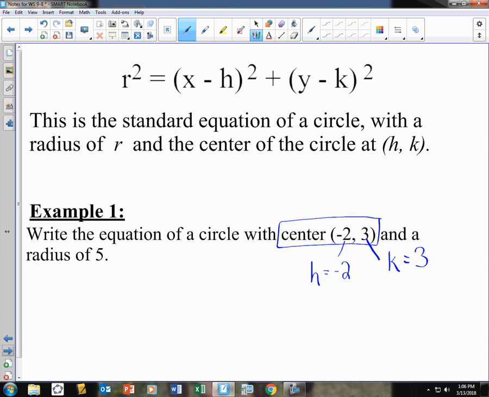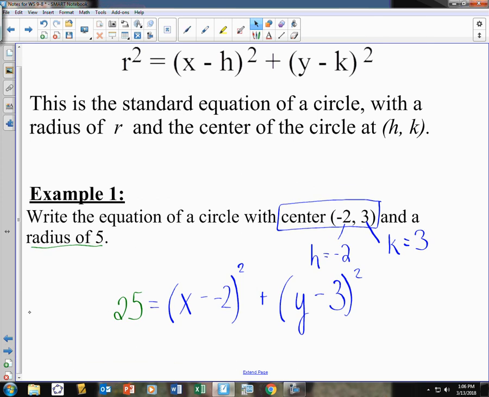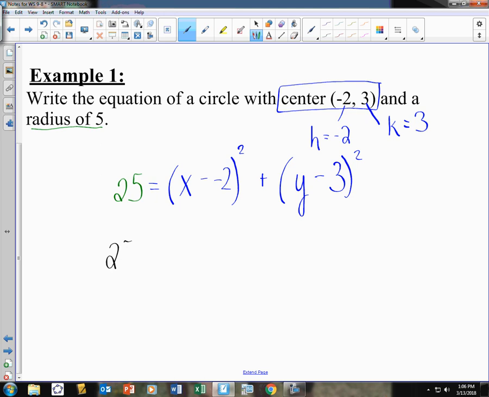So let's see here. We could put that into our equation, and it would look like this. x minus a -2 quantity squared plus y minus a 3 quantity squared, and that would equal, we have a radius of 5, so that would equal 25. All right, so let's just simplify this a little bit. We've got a 25. There's nothing I can do to simplify that. But this I can simplify. That would just be x plus 2 quantity squared. And then this, there's nothing really to change about that. And we are done.